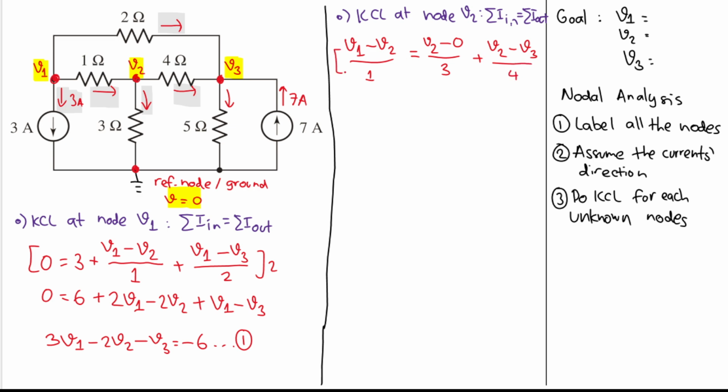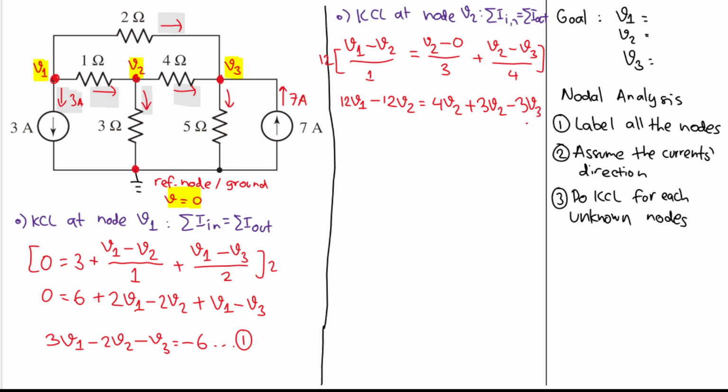And I think we can multiply both sides here by 12. Yeah, I think 12 will be good. So we will have 12V1 minus 12V2, and that will equal to 3, and 12 will cancel into 4. So we will have 4V2 minus 0. But then we will have 4V2, and then 4 and 12 will cancel into 3. So I will have 3V2 and then minus 3V3.